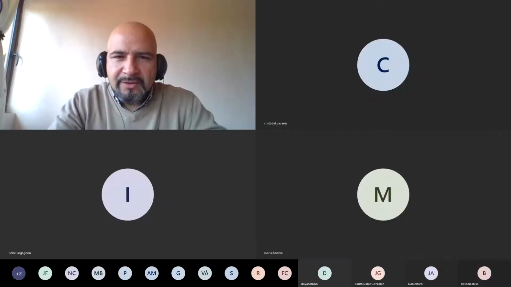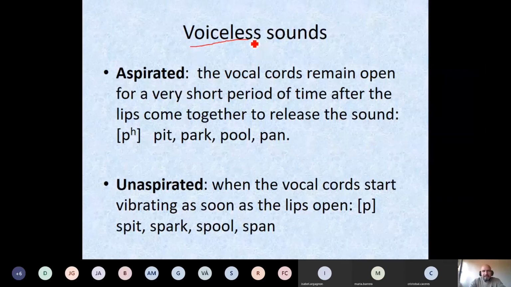All right, let's go back to the presentation. When we talk about voiceless sounds, remember, voiceless means the vocal cords do not vibrate. We have sounds that are aspirated and sounds that are unaspirated. Let's talk about these voiceless sounds, which can be aspirated or unaspirated.